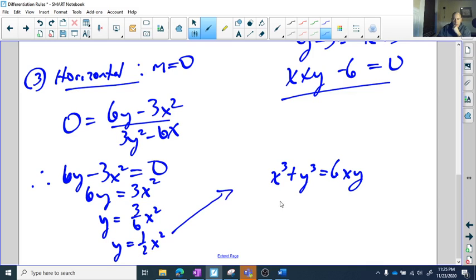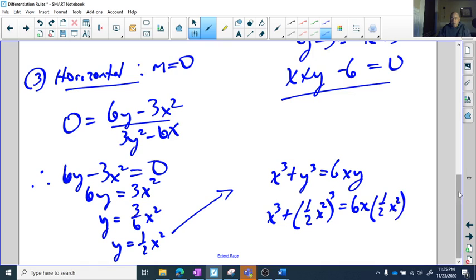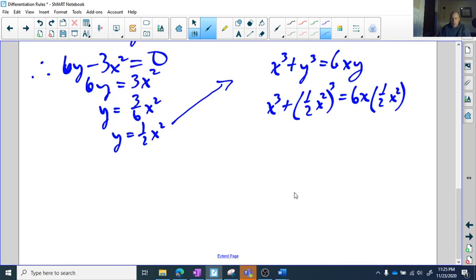Take that and put it in here for the letter y. So x cubed plus 1/2 of x squared, cubed, equals 6x. And instead of y, I'm going to put 1/2 x squared. All right, let's see what that gives me. x to the third plus 1/8 x to the sixth equals 1/2 of 6, which is 3x to the third.